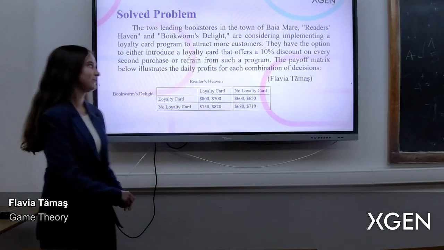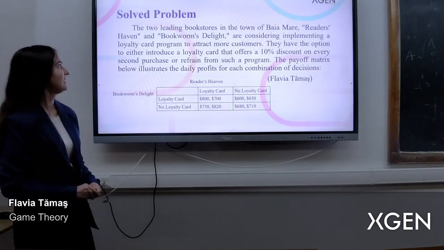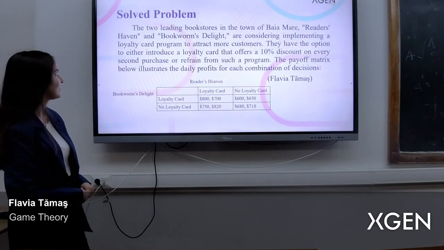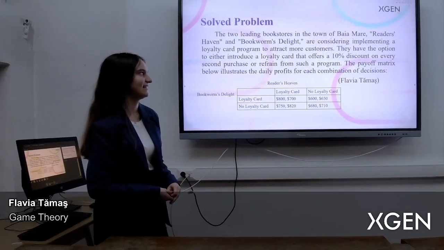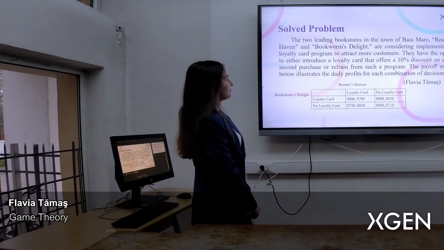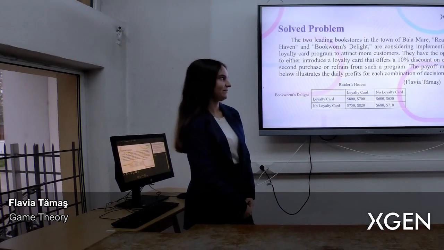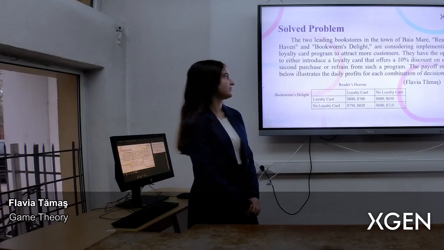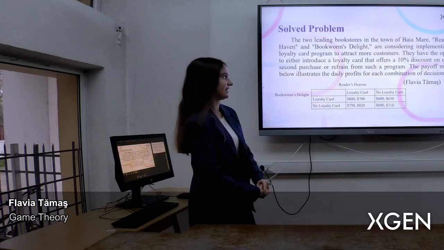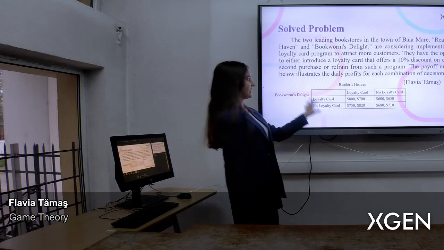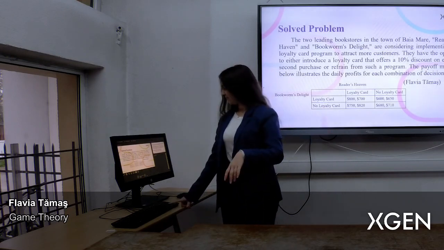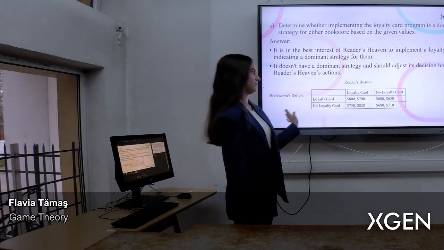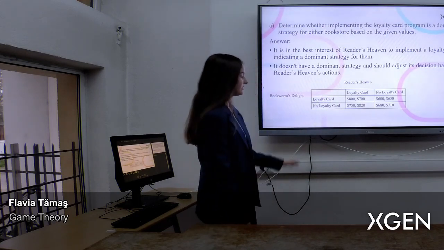And now we will move on to a problem. So we have two leading bookstores in Baia Mare, called Leaders Heaven and Bookworms Delight, that are considering implementing a loyalty card program. If they implement the program, they will offer a 10% discount on every second purchase. And we have the profits here. The first question is, we have to determine each of the bookstores' dominant strategy.